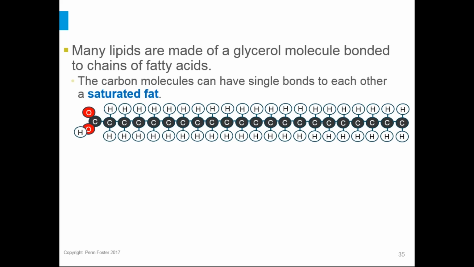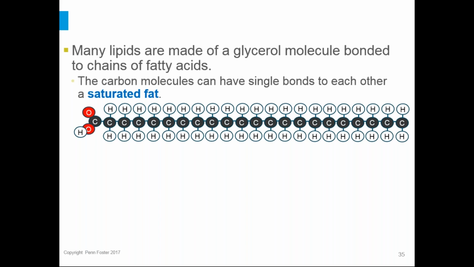The carbon molecules that are in those chains can have single bonds to each other. And each carbon in that case would have two hydrogens bonded to each carbon atom. When they're like this, they're called a saturated fat.